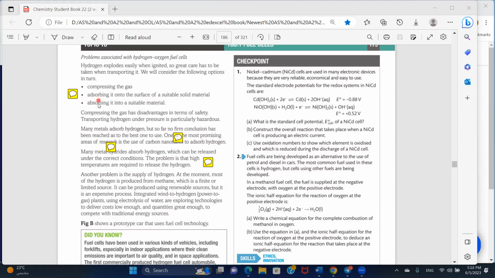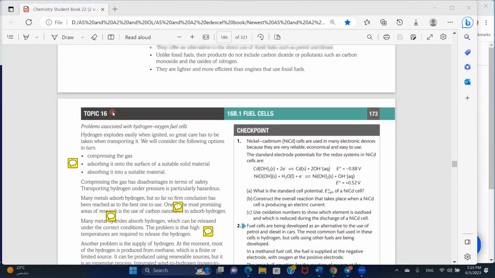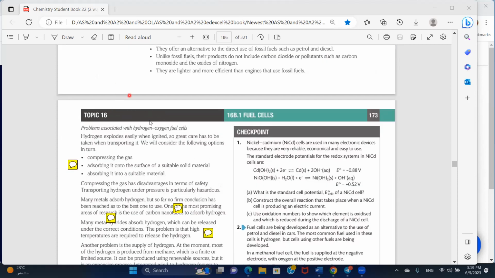So they tried absorbing hydrogen into suitable materials, and nowadays they are trying carbon nanotubes in order to absorb the hydrogen, and they can use metal hydrides to absorb the hydrogen. But up till now, hydrogen is a problem. It's not very simple to use hydrogen-oxygen fuel cells due to the flammability of the hydrogen.